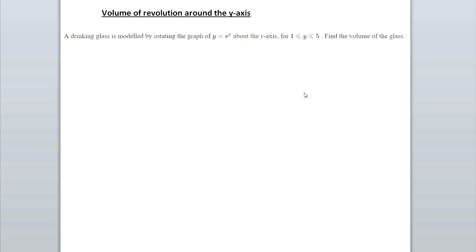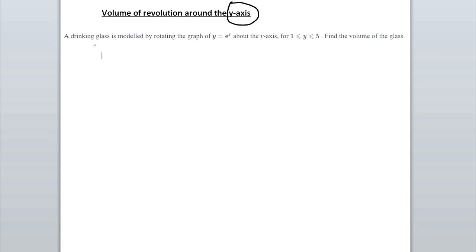Good afternoon. Let's take a look at volume of revolution around the y-axis. Previously we have looked at volume of revolution around the x-axis, so now we are going to look at volume of revolution around the y-axis. The following is an exam style question.